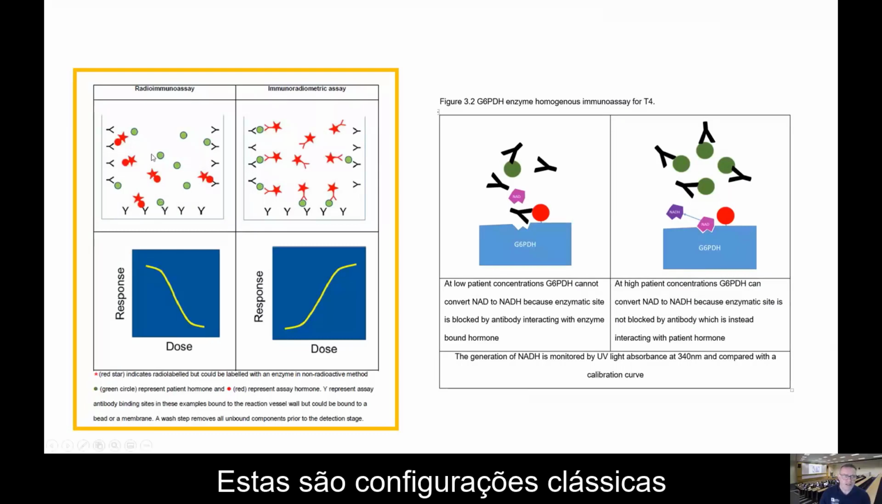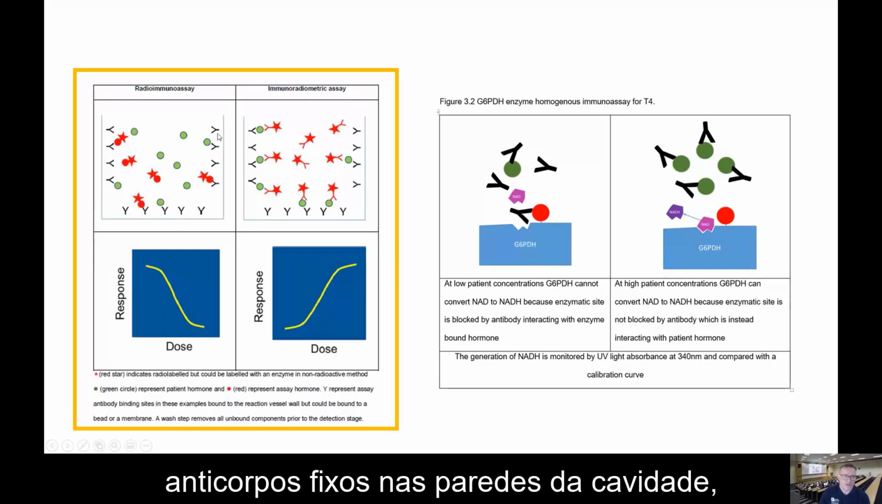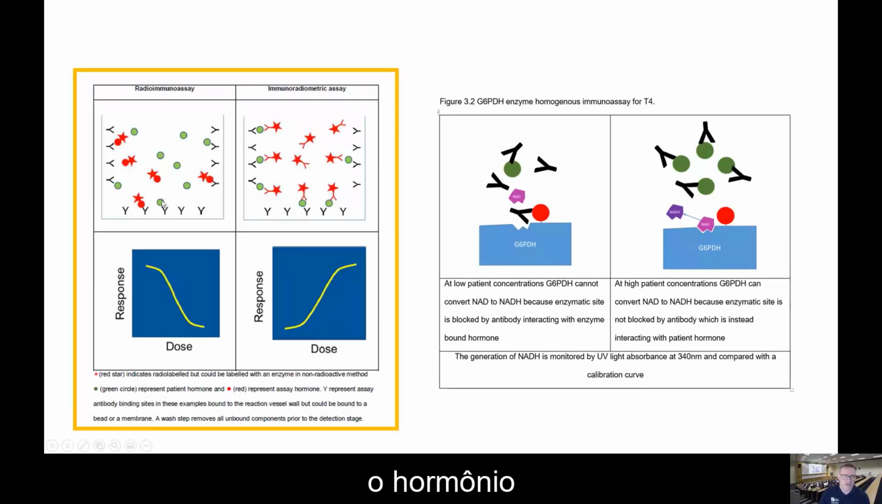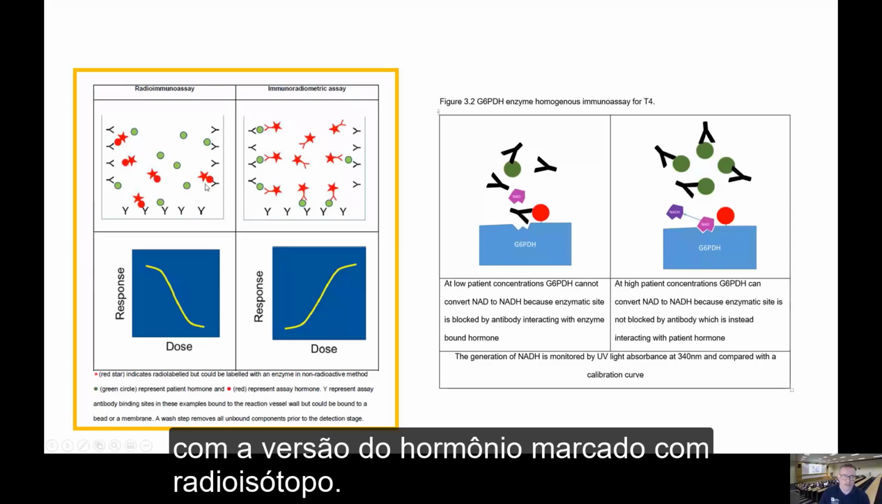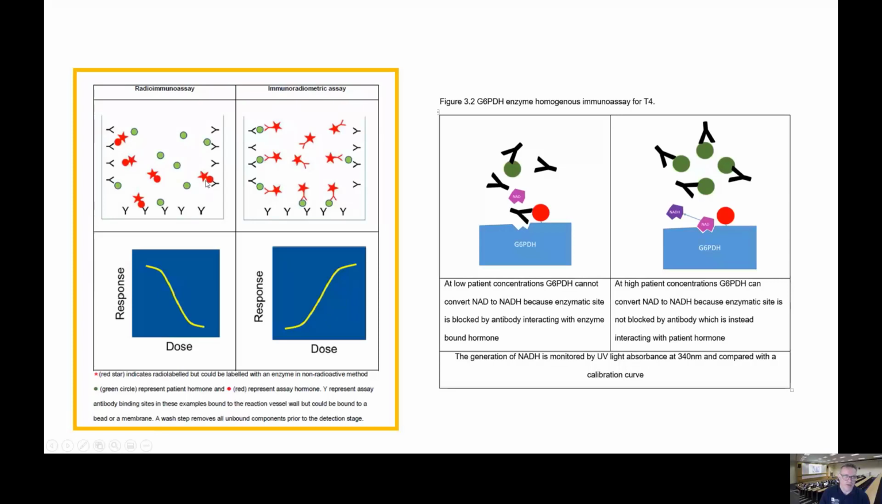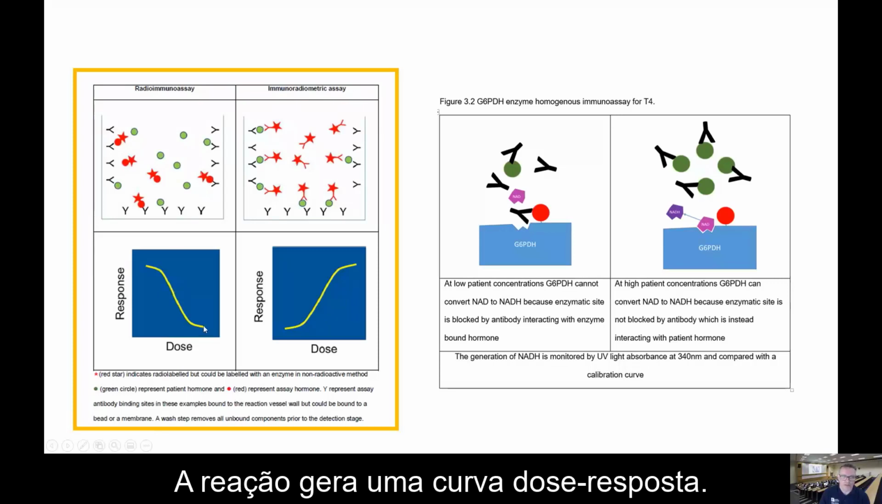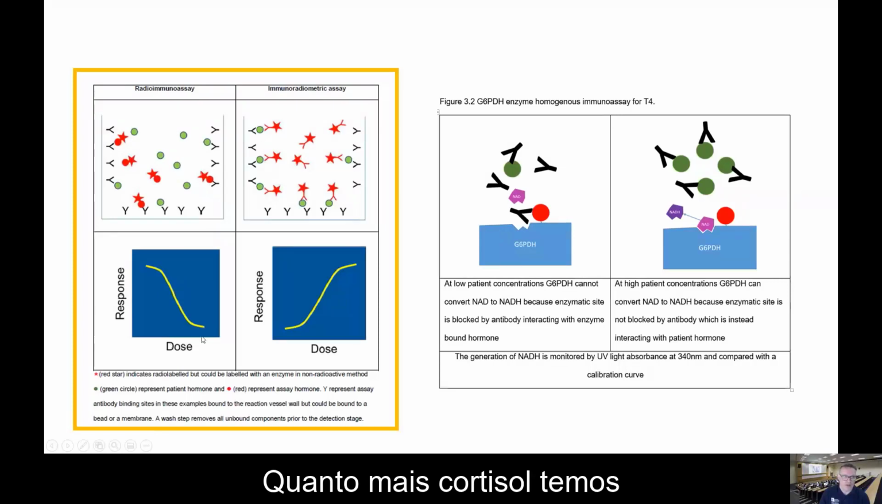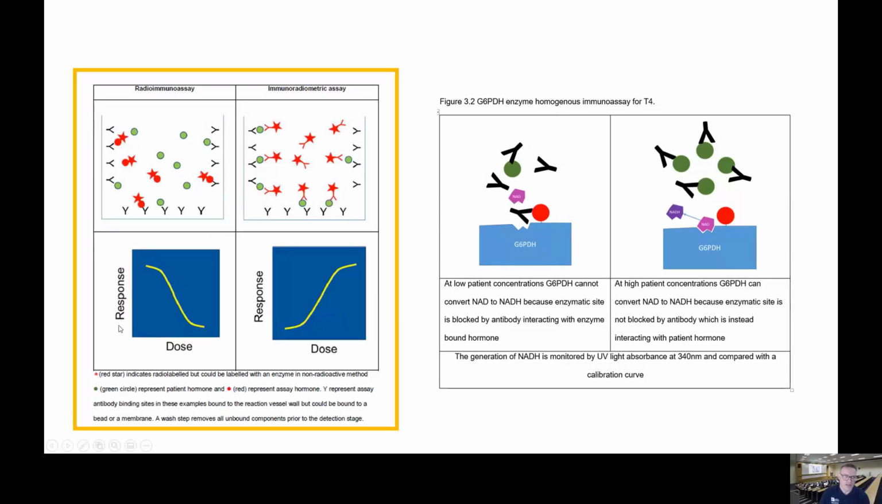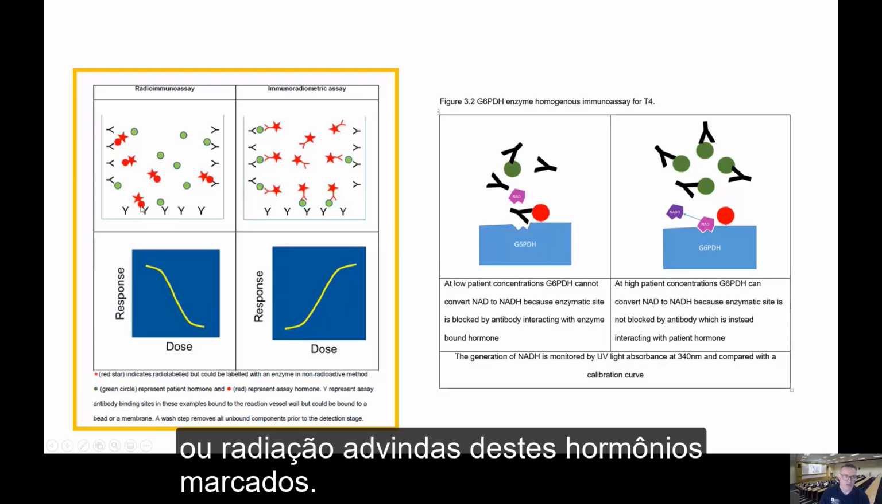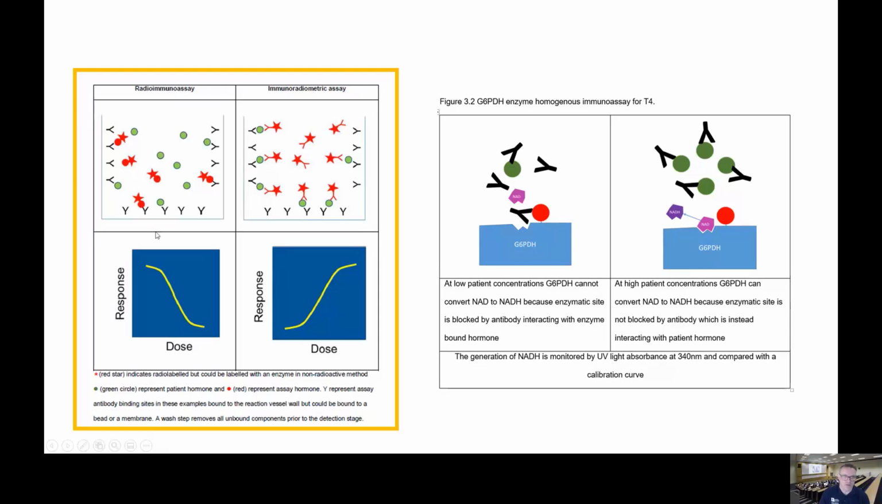So these are some classic immunoassay setups where we've got some fixed antibodies around the side of the wall where our patient hormone, identified here in green, competes for these binding sites with a radioactive labeled version of the hormone. That gives us a dose response curve a little like this. So the more cortisol we have in the reaction vessel, the lower the light emission or color change or radiation that's coming from these labeled hormones.